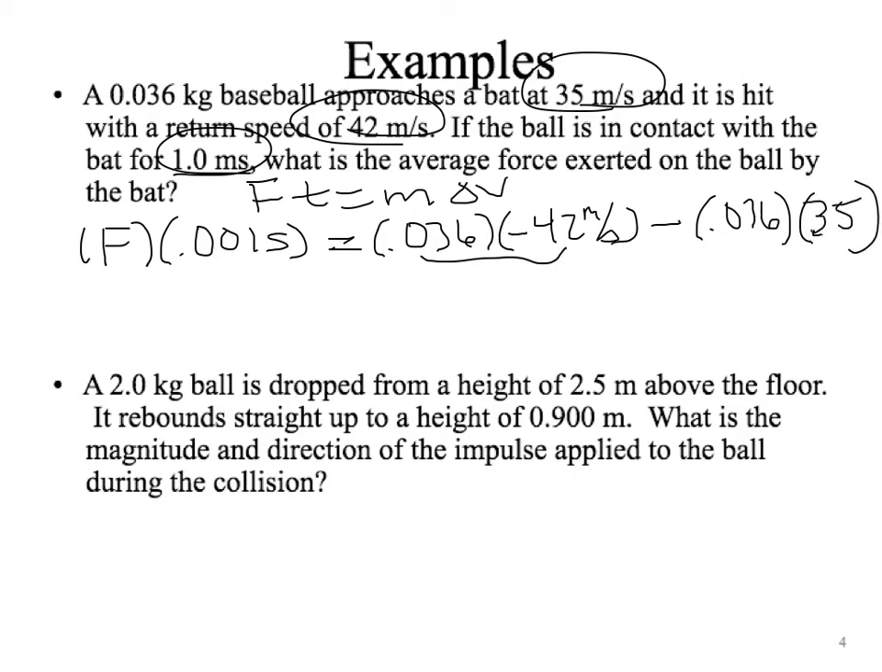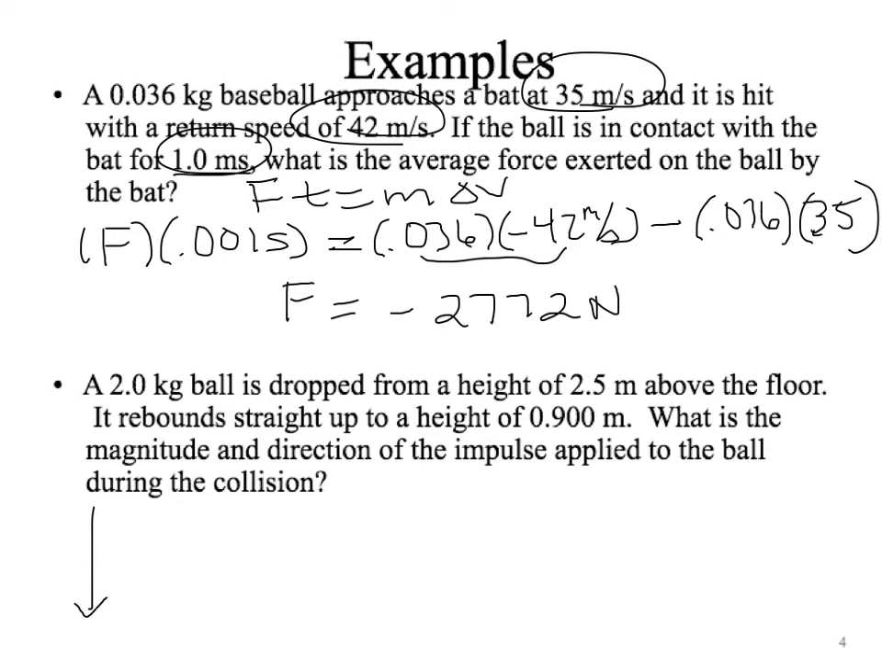Okay, and so when we calculate that, the force is going to be negative 2,772 newtons of force on the ball by the bat. Now, of course, there's going to be a positive 2,772 newtons of force on the bat by the ball, right? Equal and opposite forces.